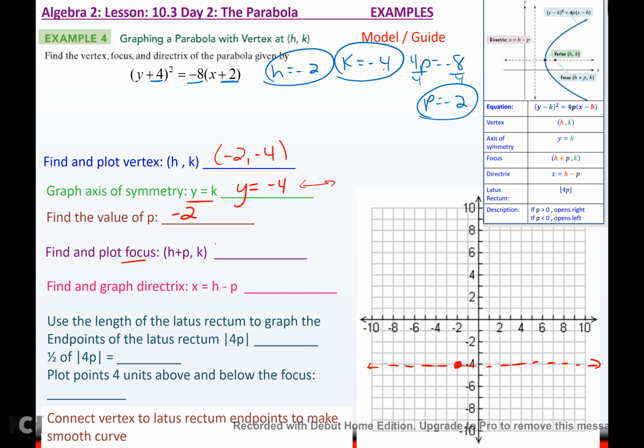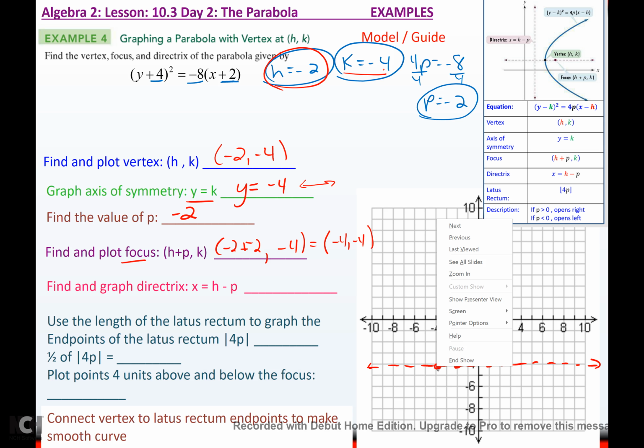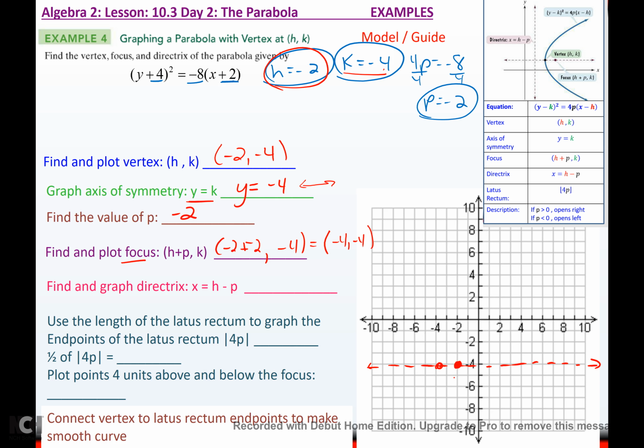So to get my focus, I'm going to take my h, add my p, and then keep k the same, which is -4. If I do that math, that gives me -4, -4. So if I go to -4, -4, that's going to be my focus. I usually mark my vertex with a V so I don't connect my focus to my points.